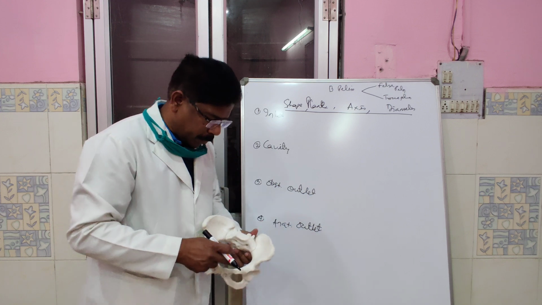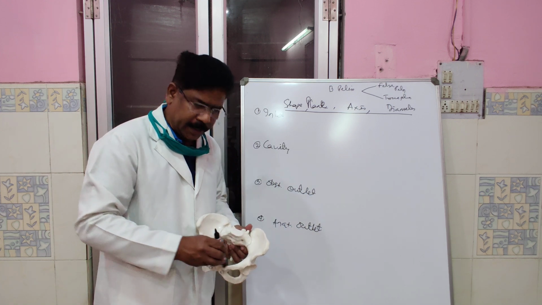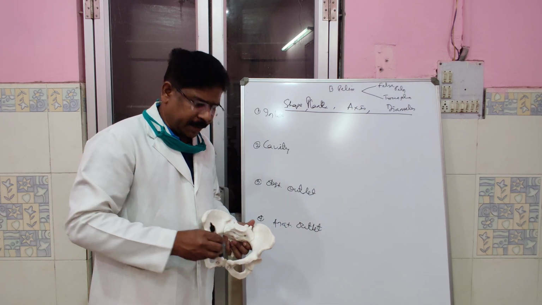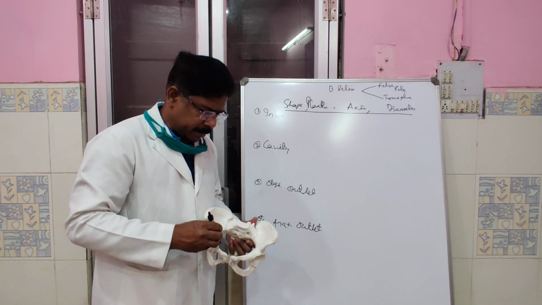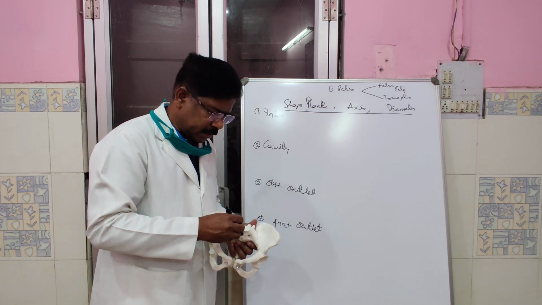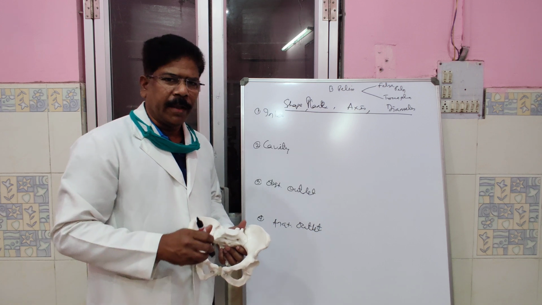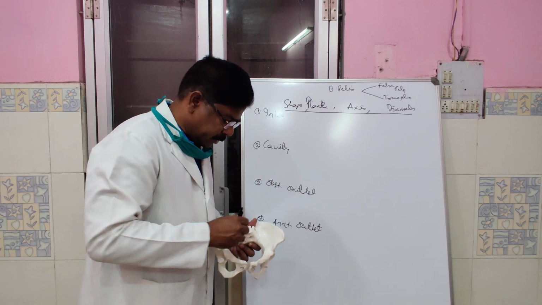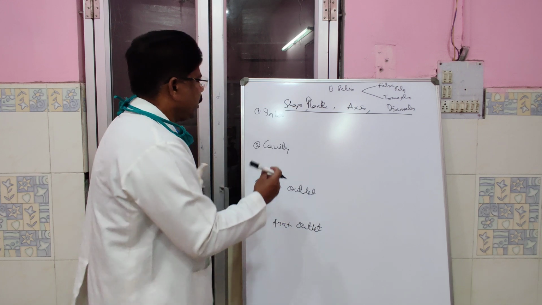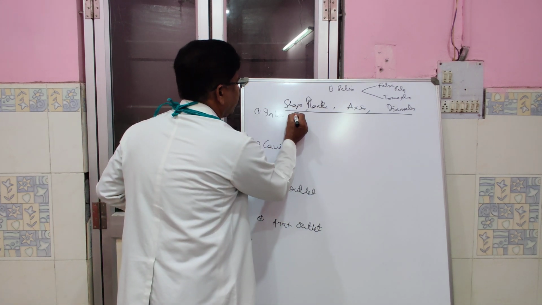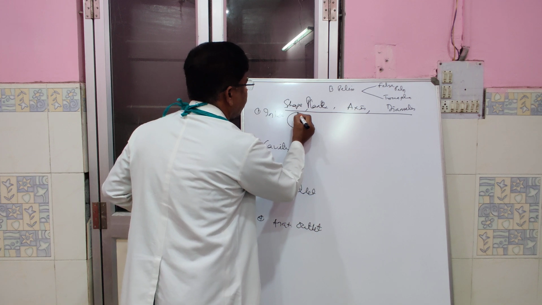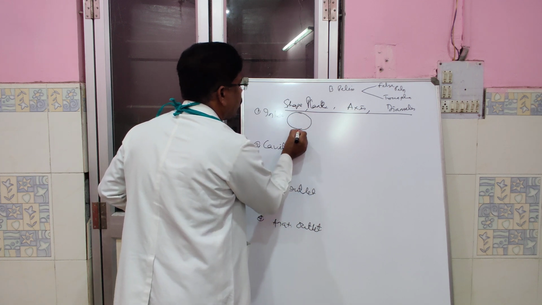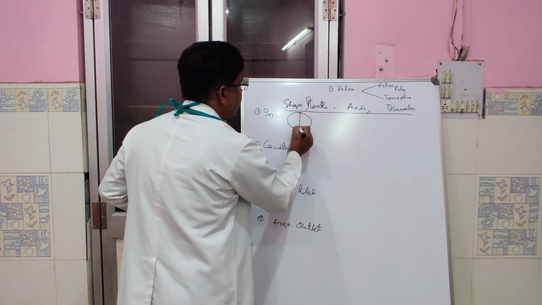So what is the shape of the inlet? The shape of the inlet in a gynecoid pelvis is such that the transverse diameter is bigger than the anteroposterior diameter. That is why engagement often occurs in the transverse plane. So it is transversely oval, where the anteroposterior diameter is less than the transverse diameter.